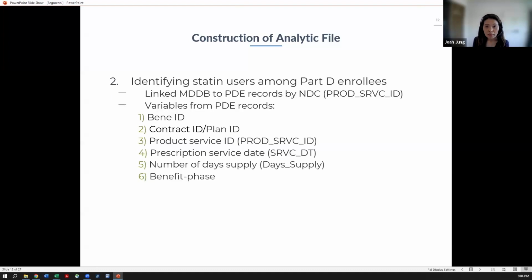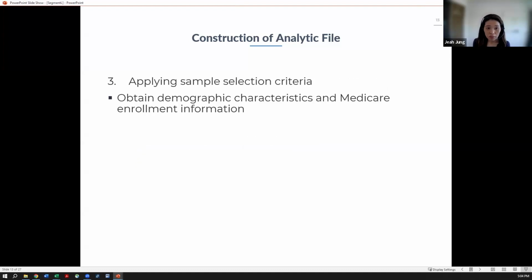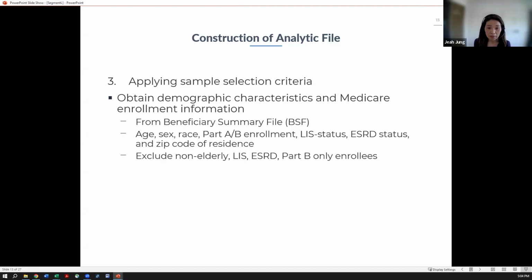And then next step, once we identify these statin users, we began to apply sample selection criteria, right? So this sample selection is based on the demographic characteristics, which are in MBSF, right? Back then it used to be called the BSF, so it's beneficiary summary file. We got variables age, gender, race, B enrollment, LIS status, ESRD status, and zip code in order to link to any census or other ACS data. And then using this information, we excluded non-elderly, LIS and ESRD, Part B only enrollees.